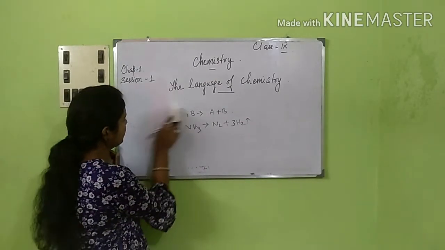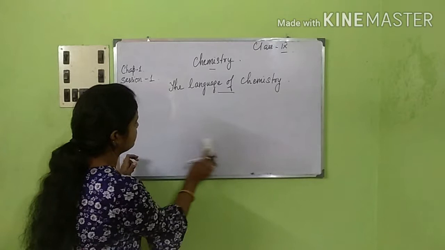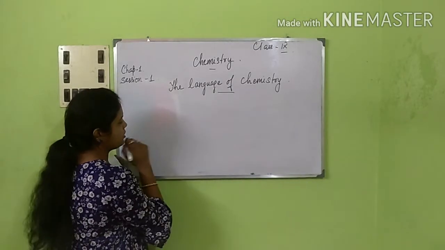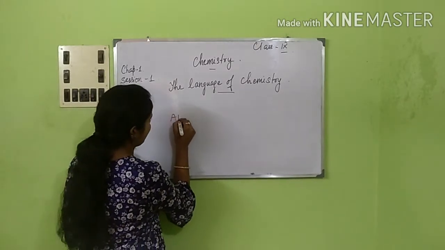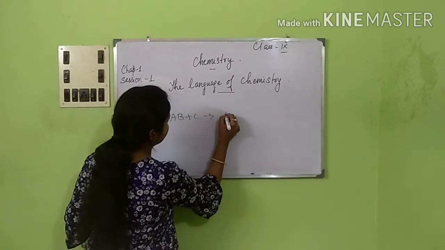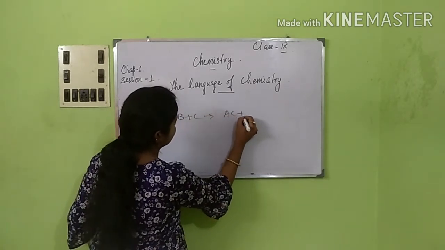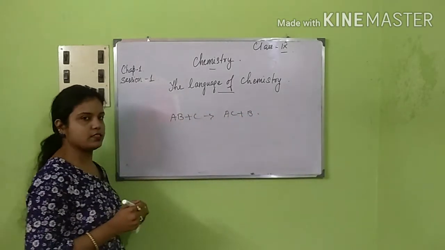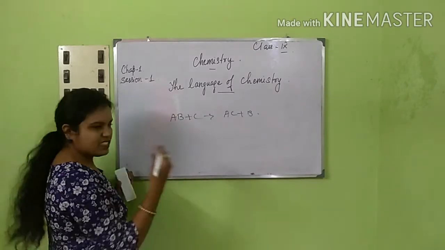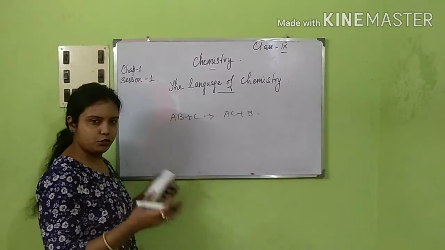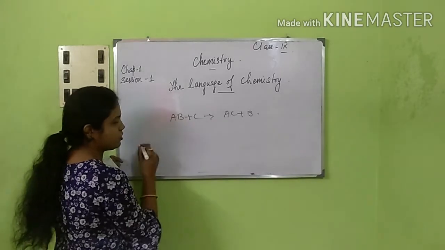Okay, next comes our displacement reaction. Displacement reaction is, suppose AB plus C gives you AC plus B. Examples, when I will be doing, I will show you by then. This is a displacement reaction.